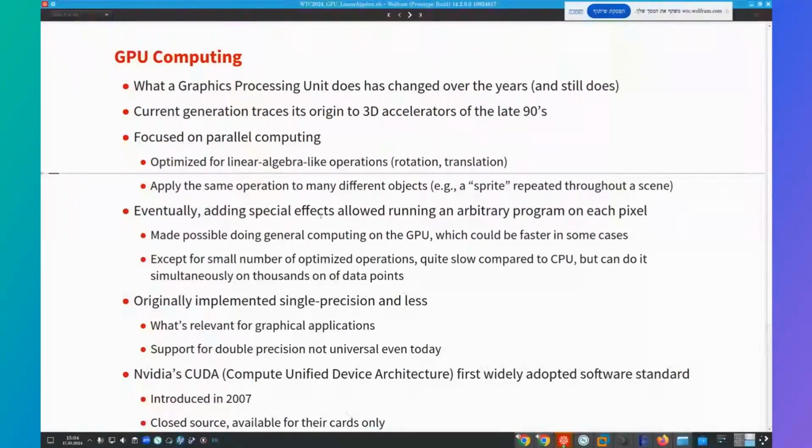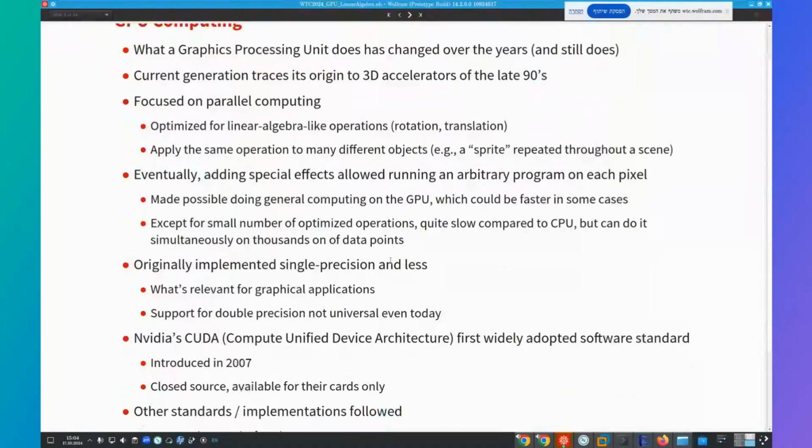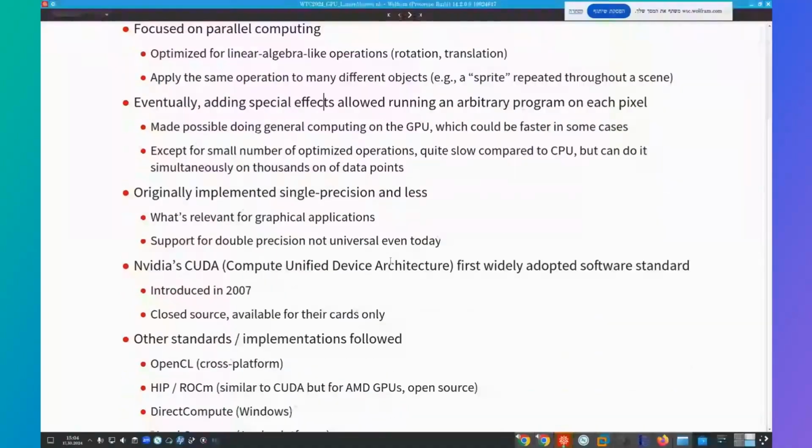Eventually, adding special effects allowed running an arbitrary program, which we typically call a kernel these days, on each pixel. So this made it possible to do general computing on the GPU, which could be faster in some cases. Except for a small number of optimized operations, it's quite slow compared to the CPU, but it can do it simultaneously on thousands of data points. What was originally implemented was single precision and less, and even today there are graphics cards that only do single precision and less. That's going to be important.